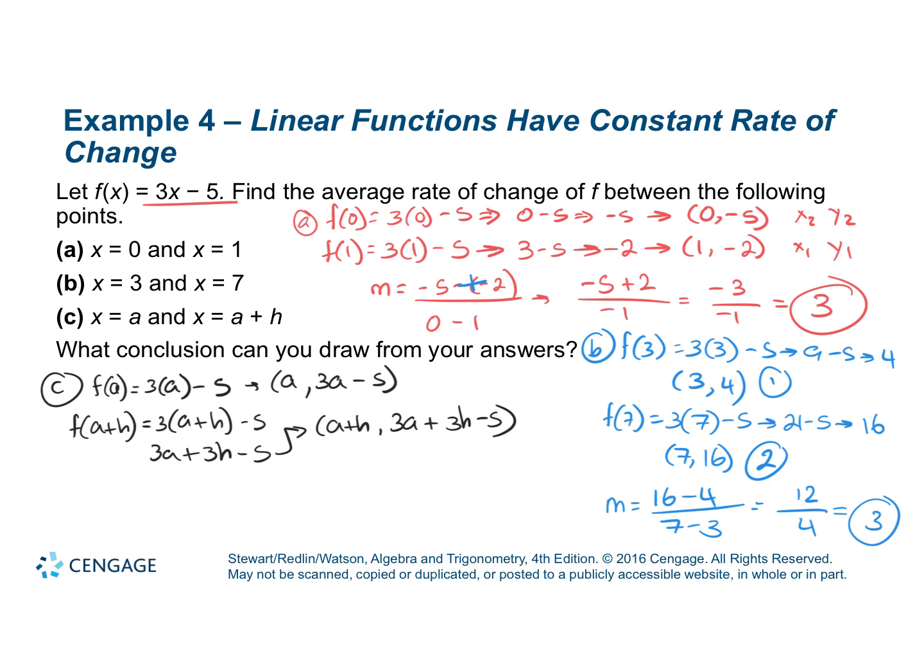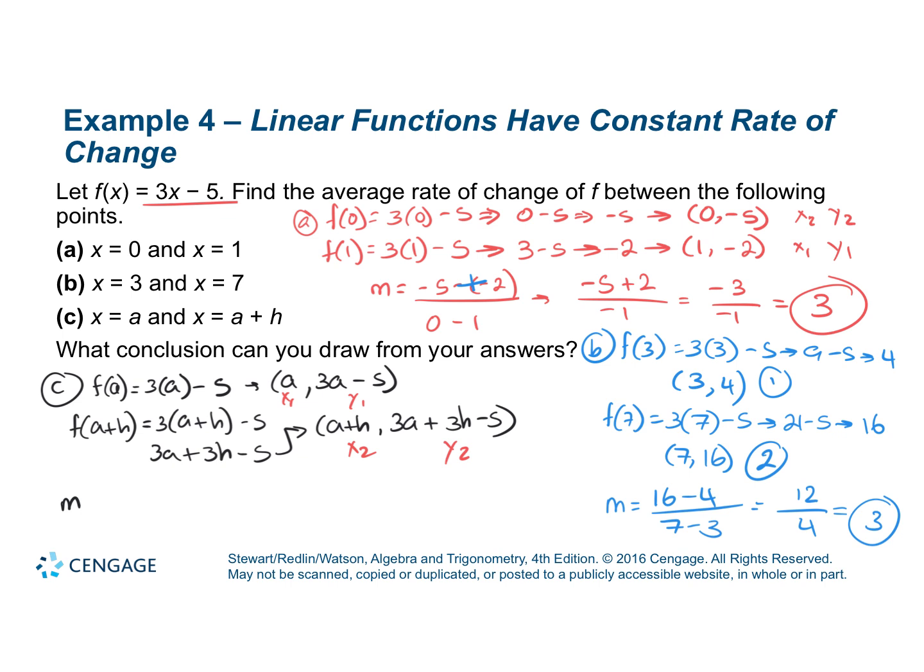So our point is going to be A plus H for the x, comma, 3A plus 3H minus 5 for the y. Now I'm going to choose this to be my x2 and my y2, and this one to be my x1 and y1. Now let's plug it in to find the rate of change.